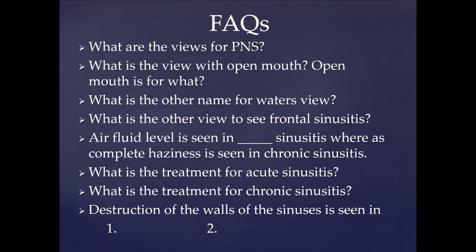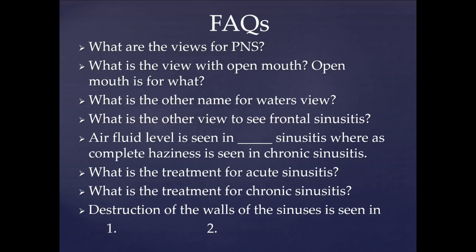So what are the other views for the paranasal sinuses? These are the related questions in the viva. So what is the view with the open mouth? Open mouth is for what? So that is to see the sphenoid sinus. So the other name is the suboccipitomental view. Air fluid level is seen in acute sinusitis.